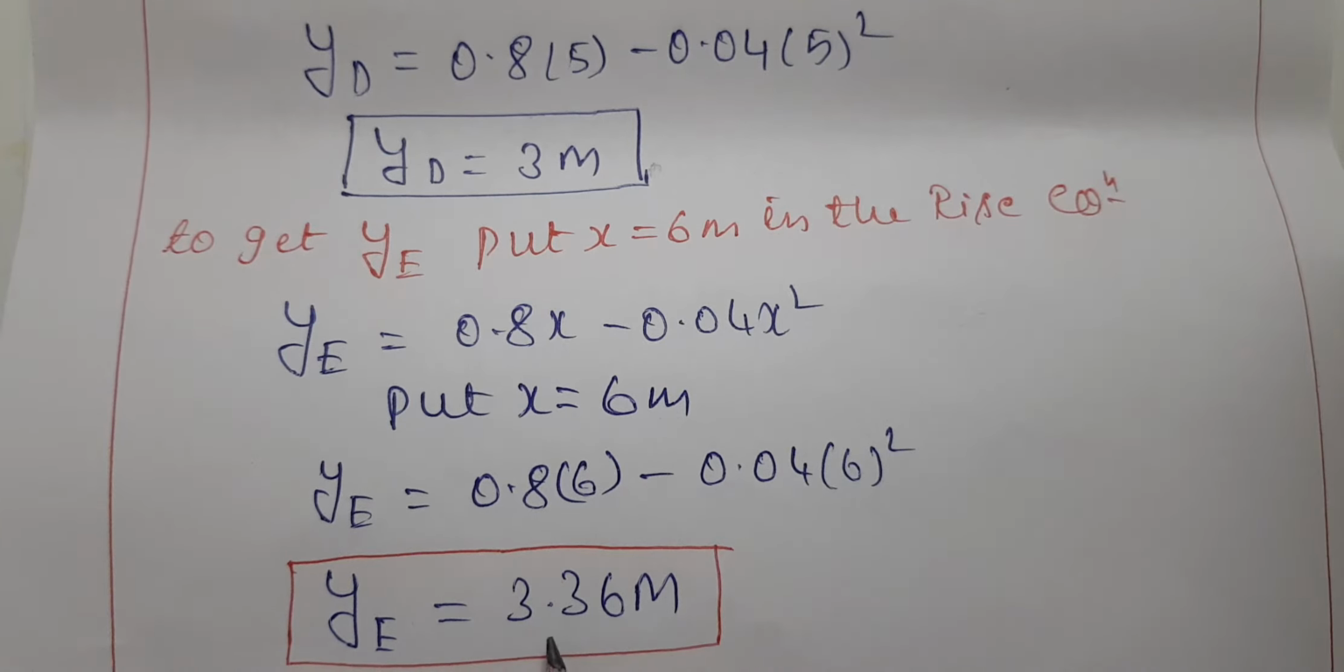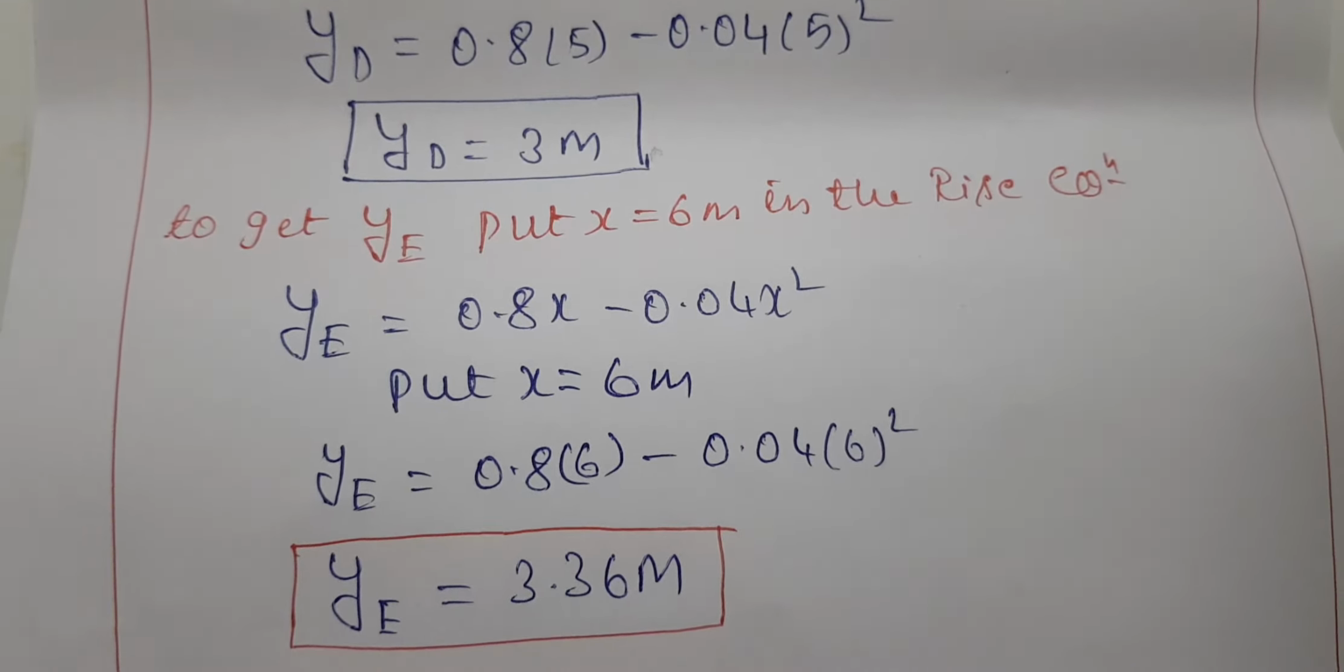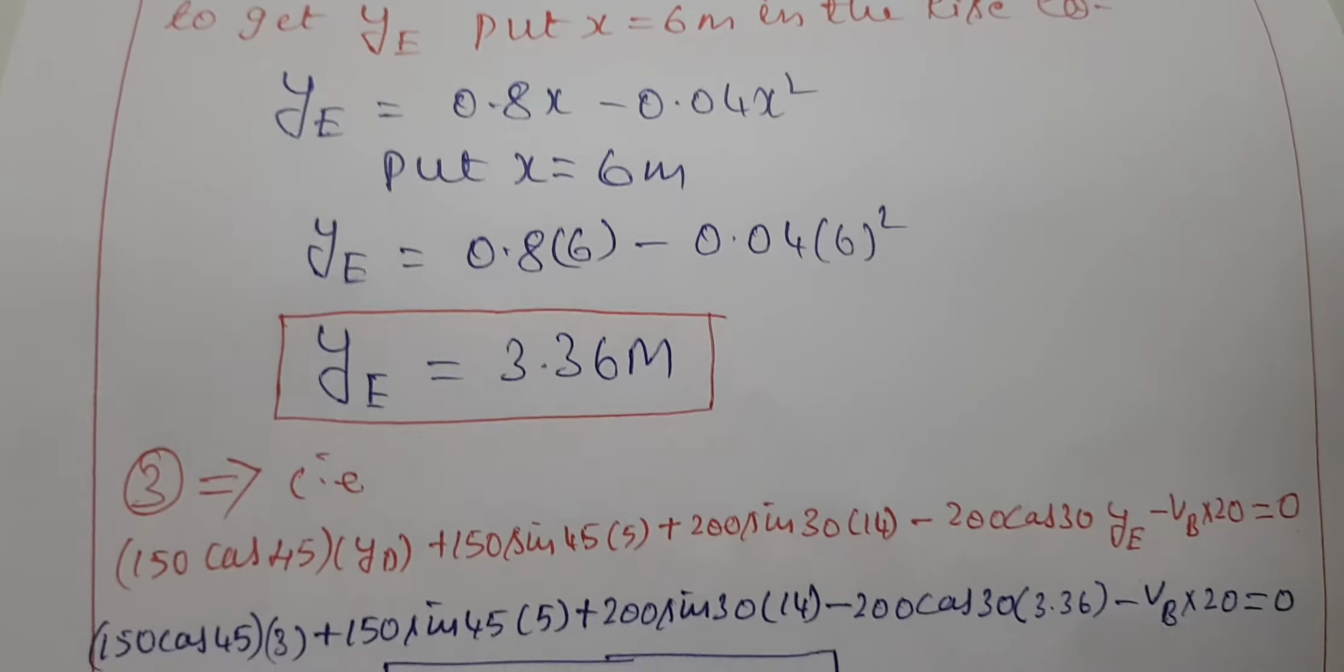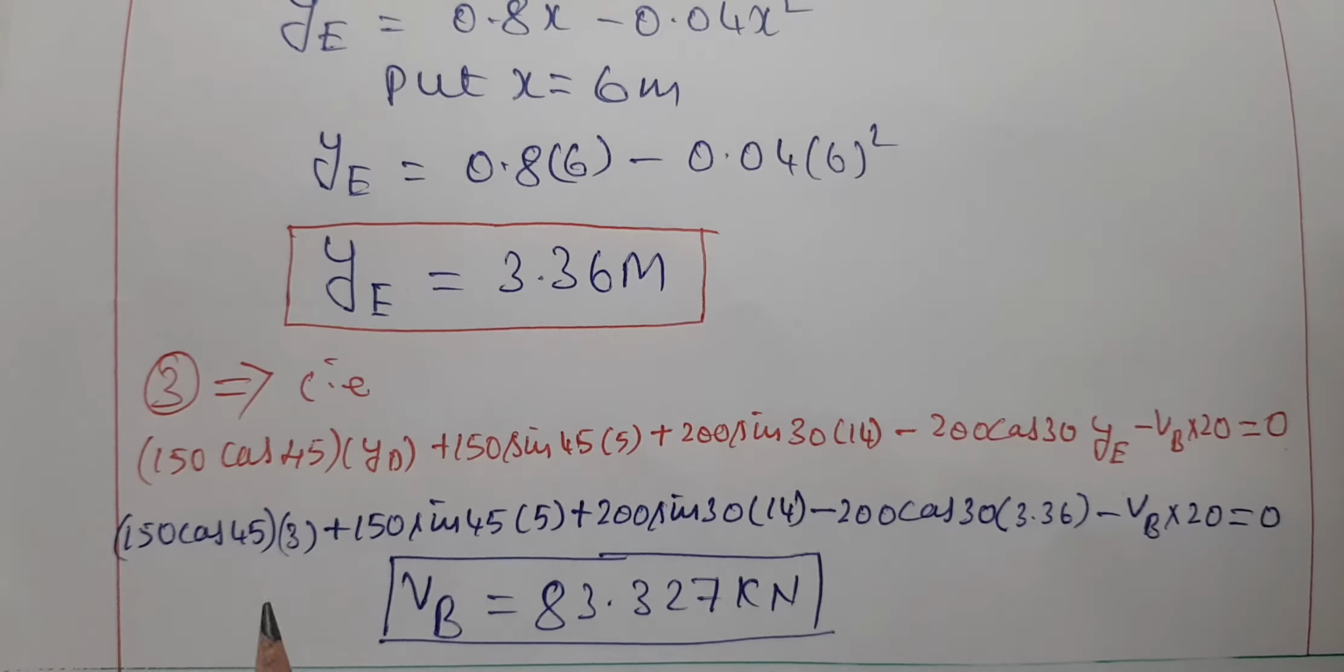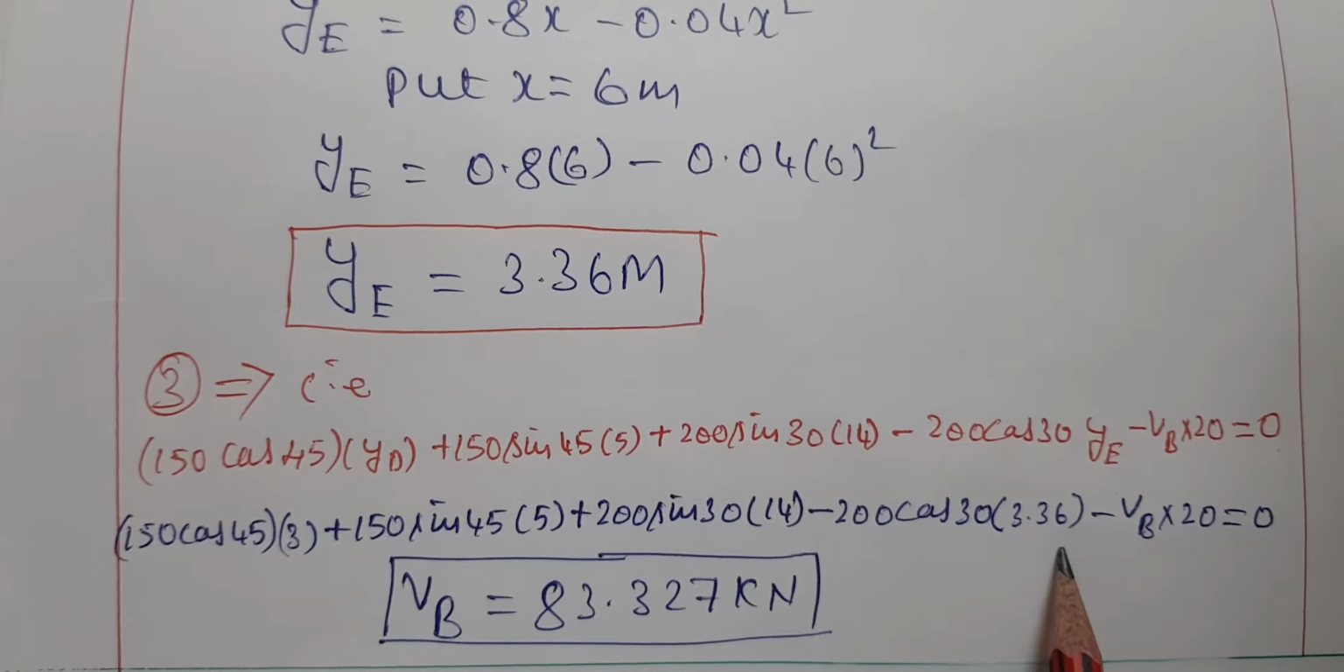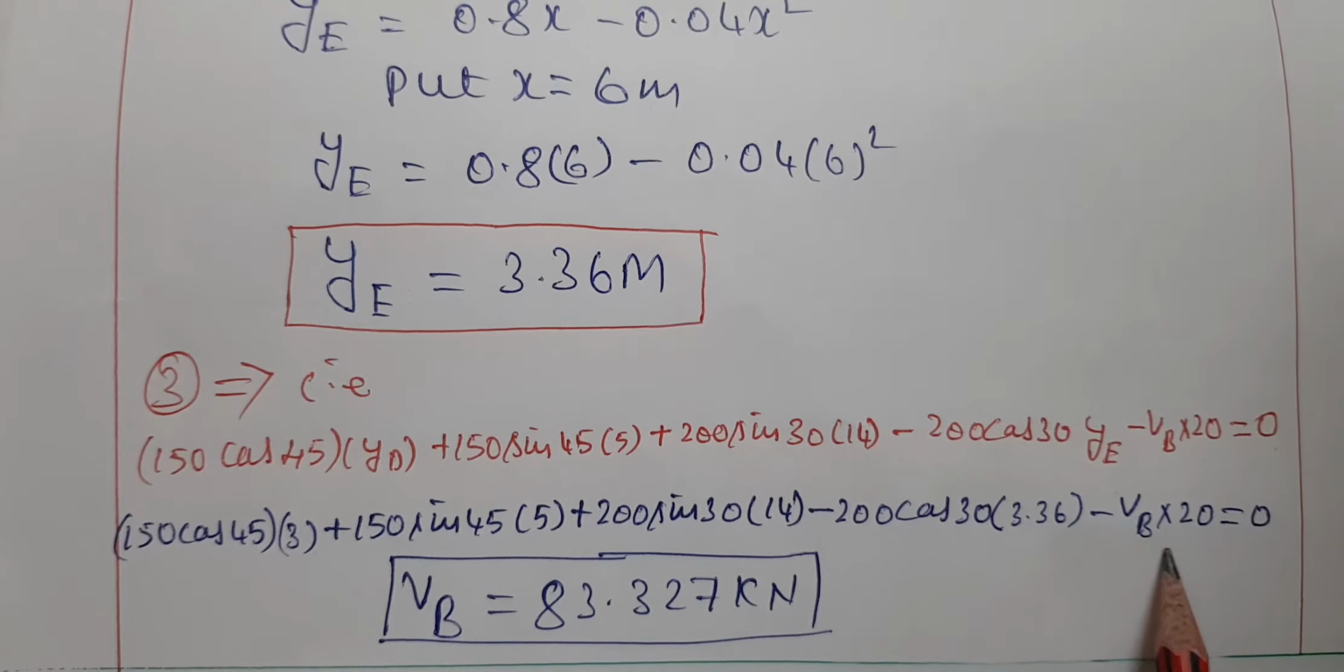Substitute the YE value as well as the YD value in the above equation, that is moment at C equal to 0, that is equation 3. This is the equation. Under that, I am substituting the YD value as 3 and the YE value as 3.36. Then you will come to know the VB value.